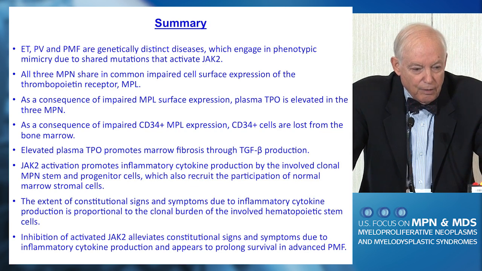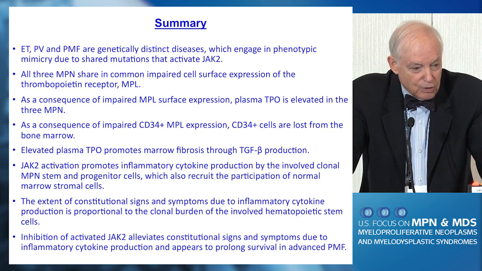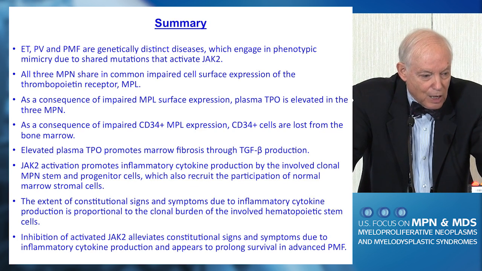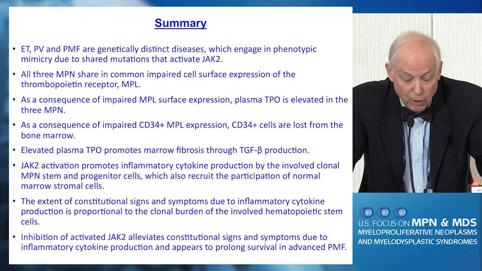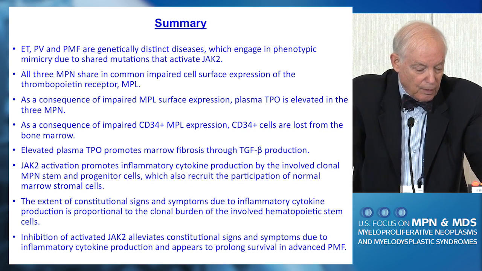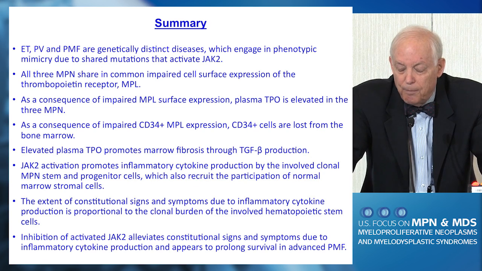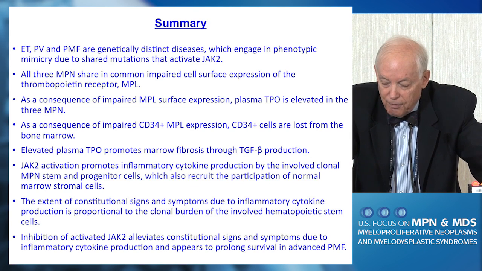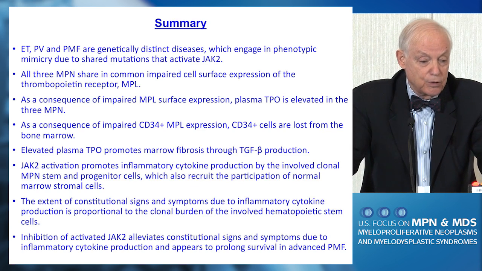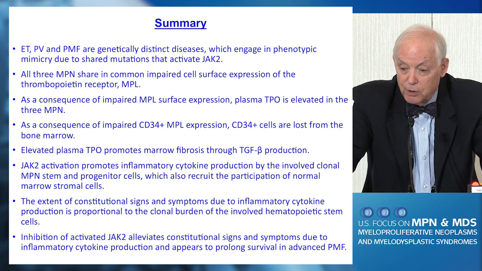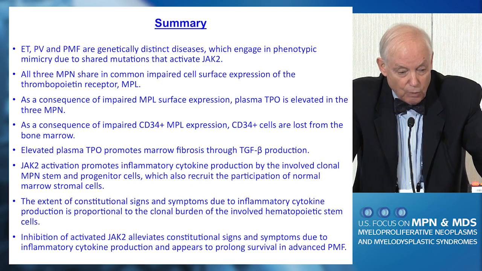So the other thing that happens in these disorders, and I didn't get time to get into it, is that they have decreased surface receptors. MPL goes down, thrombopoietin goes up, right? And thrombopoietin, as you know, causes myelofibrosis and will increase the production of myeloproliferative stem cells. And if you inhibit JAK2 V617F, you will reduce the production of inflammatory cytokines and improve survival. And if you inhibit thrombopoietin, which you've only done experimentally, I suspect you will also inhibit the disease as well. And I'll stop right there.